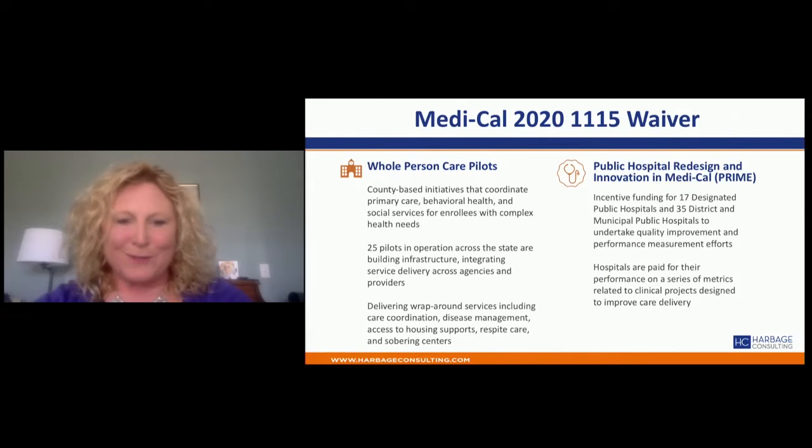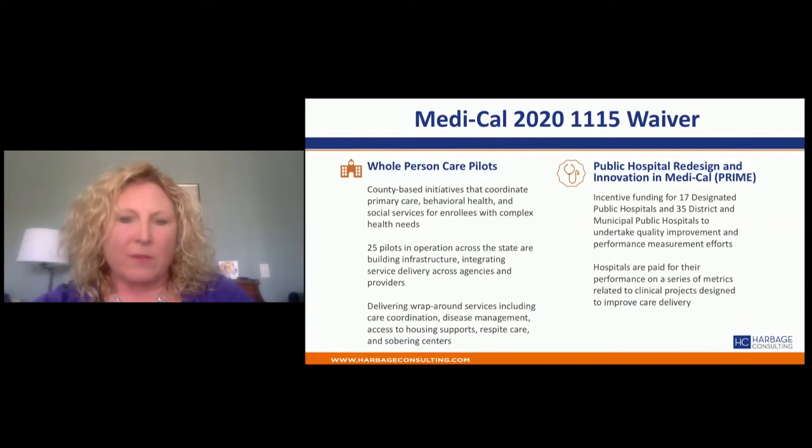So getting to Medi-Cal 2020, which is present day, at the end of 2015, the state received approval from CMS for the Medi-Cal 2020 waiver. It served as both an extension of Bridge to Reform in many ways, but then also had some really new and innovative pieces as well.